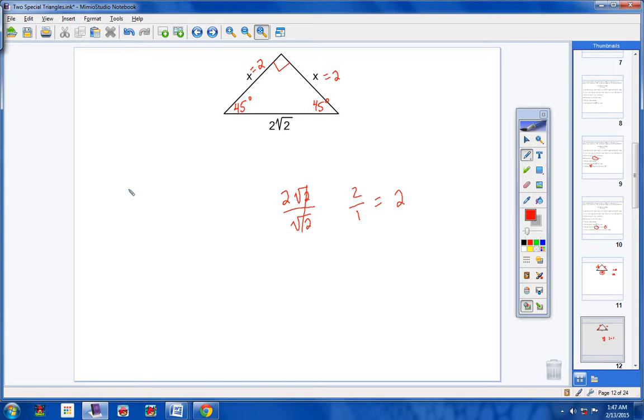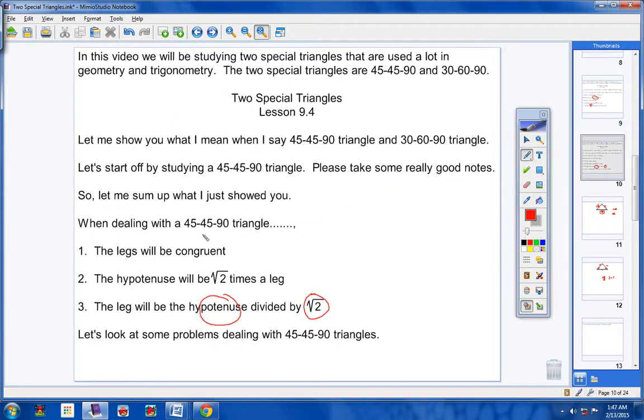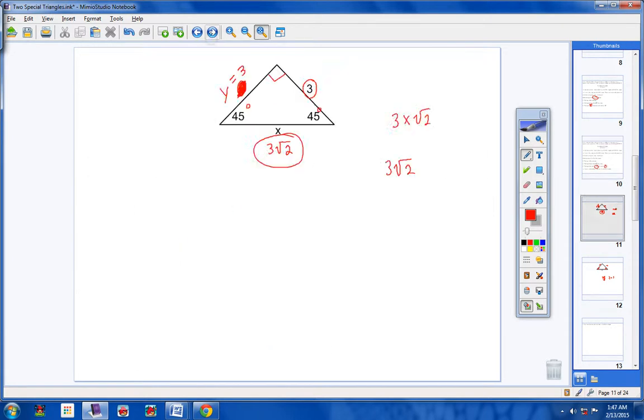Okay, moving on. Now, I'm going to go back one more time. Make sure you've got these, guys. The legs are congruent. The hypotenuse will be a leg times the square root of 2, and the leg will be the hypotenuse divided by the square root of 2. Make sure you memorize that, know that.